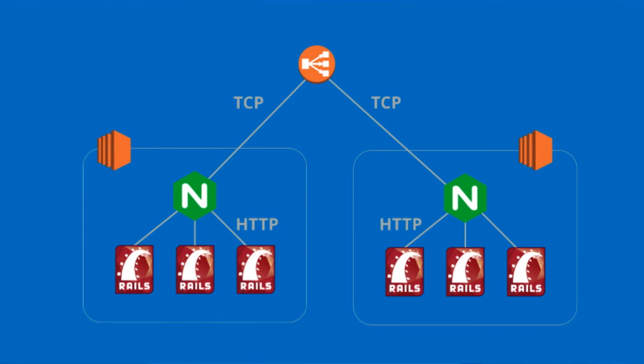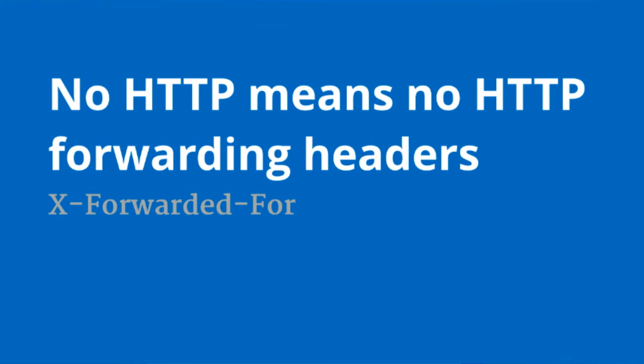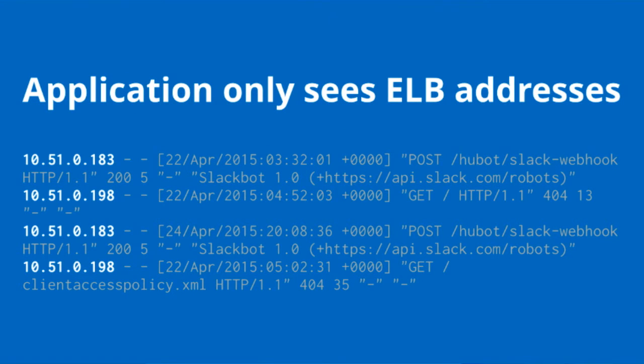So this introduces a bit of a technical problem, which is that since we don't have HTTP, we lose all of our HTTP forwarding headers. In particular, we lose X-Forwarded-For. As a result, our application only sees the ELB addresses. This is an example of the app logs. As you can see, it's only getting the internal IP address of the instance underlying the ELB that's on the same internal VPC. So our app can't differentiate two requests as coming from different clients based on IP alone, and it can't do advanced stuff like geocoding based on IP.